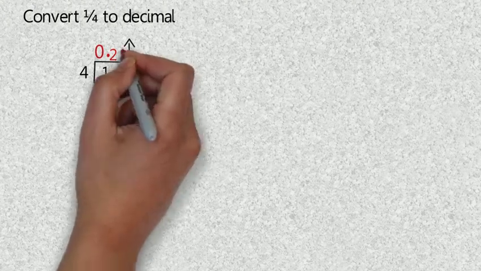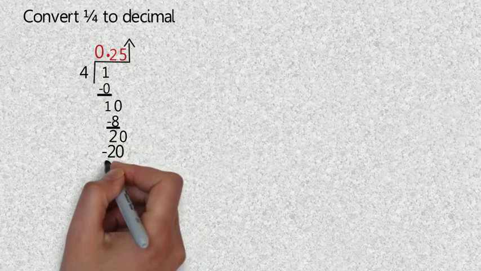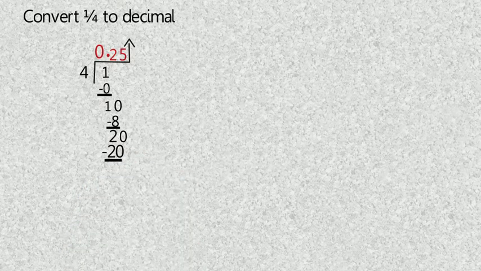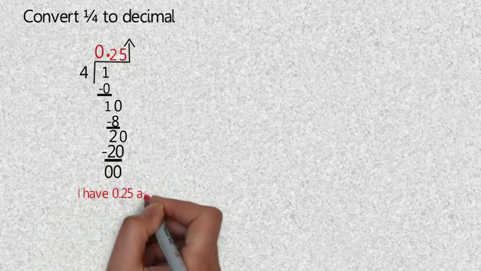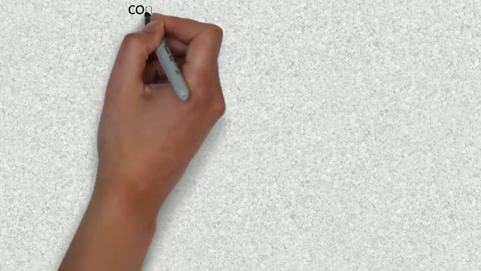So I can see 5 falls in 20. So 5 multiplied by 4 will give me 20. And if I remove 20 from 20, it gives me 0. So I have the answer to be 0.5. I hope you got that. And I hope you can do the same.